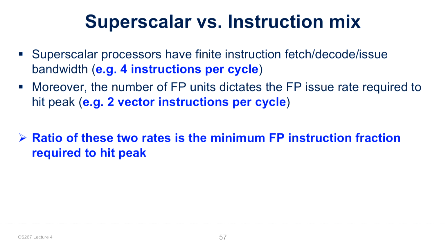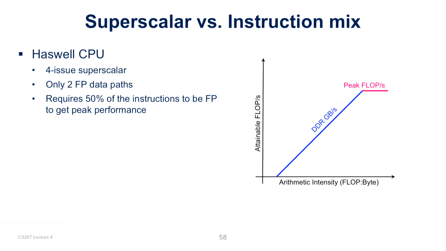And if you've got an instruction mix where more than half of your instructions are non-floating point instructions, then you are not going to be able to keep that saturated. So the Haswell processor is a 4-issue superscalar, and it has only 2 floating point data paths. Think of that as 2 little multiply, add, et cetera units that can do the floating point instructions in parallel with each other.